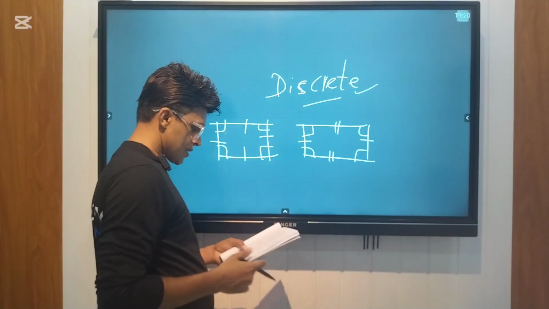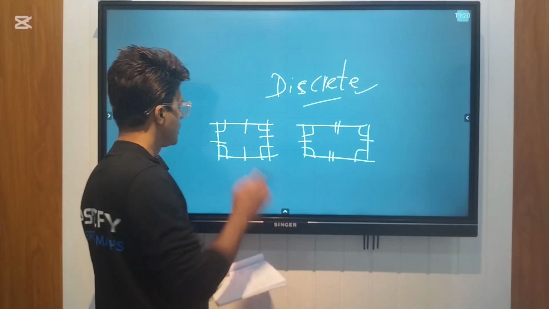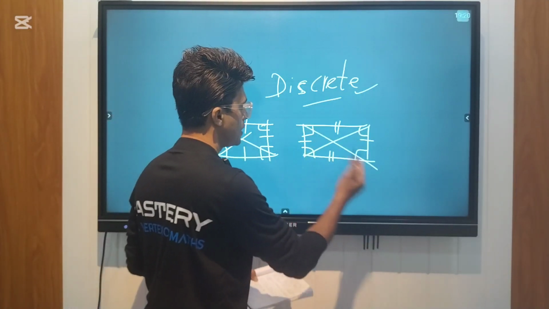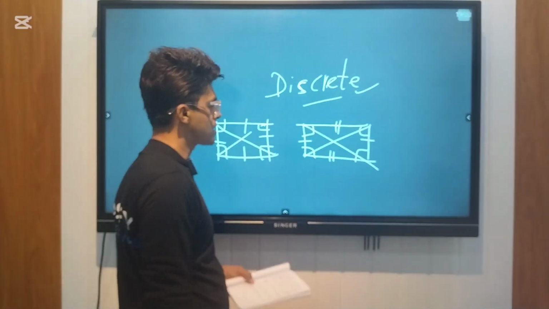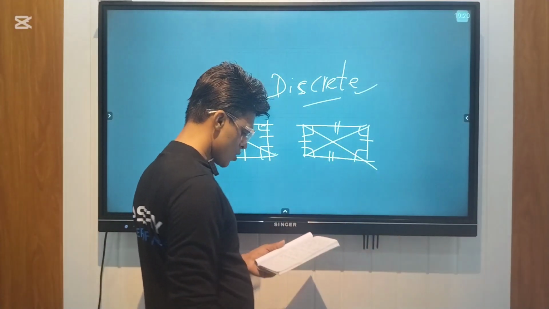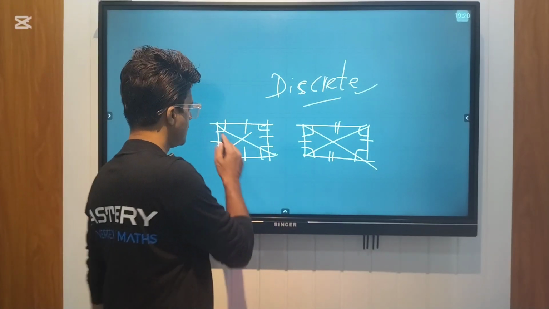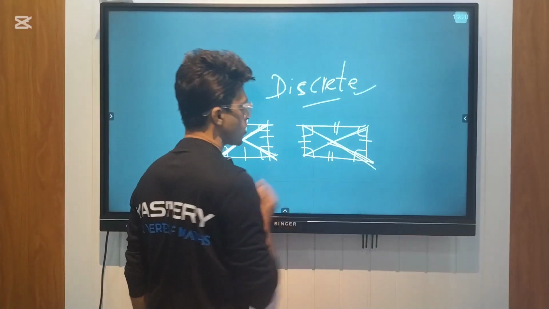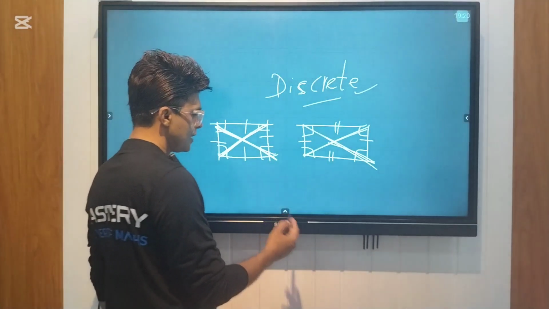The second one, diagonals bisect each other. Here diagonals bisect each other when it comes to a square, but here it does not happen. Diagonals do not bisect each other, right? So the second one is wrong. Diagonals are equal in length. Yeah, this diagonal equals this diagonal in length. This one equals this one. Okay.